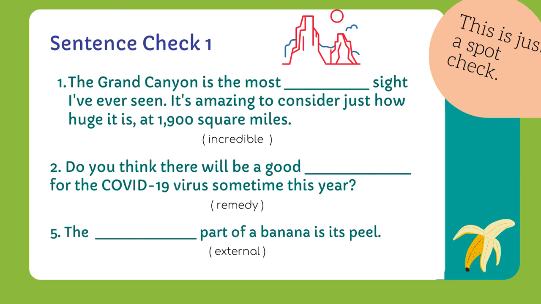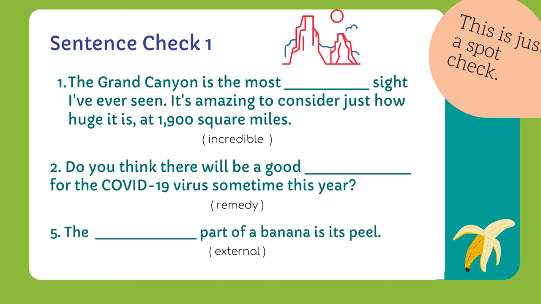All right, number one, the Grand Canyon is the most something sight I've ever seen. It's amazing to consider just how huge it is at 1,900 square miles. Well, it's an incredible sight, right? It's hard, when you see it, it's hard to believe because it is just so vast and amazing. So it's incredible. Number two, do you think there will be a good something for the COVID-19 virus sometime this year? Remedy, do you think there will be a good remedy for the virus sometime this year? And if not this year, then I hope very soon next year.